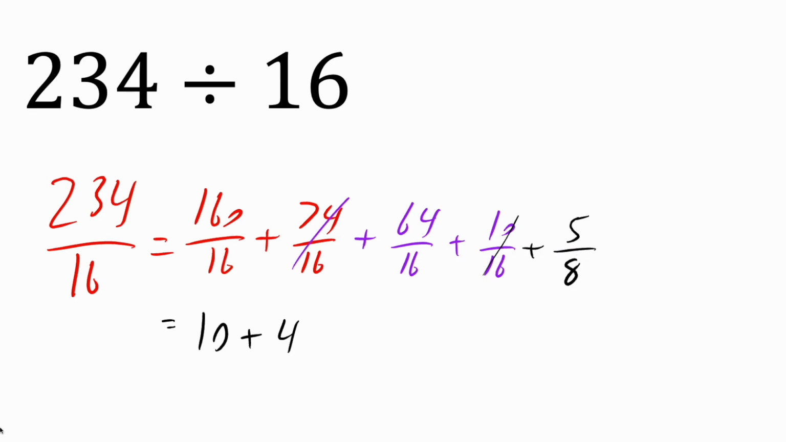Now, you might know 5 divided by 8 is 0.625, but if you don't, that's fine. And now we can do 5 divided by 8. So we have 5, we have our 8. How many times does 8 go into 5? It doesn't, so put a 0, dot.